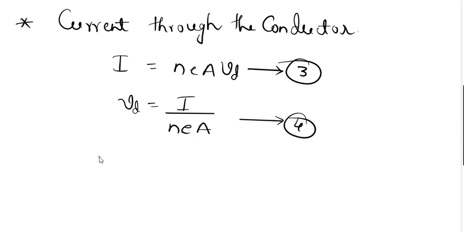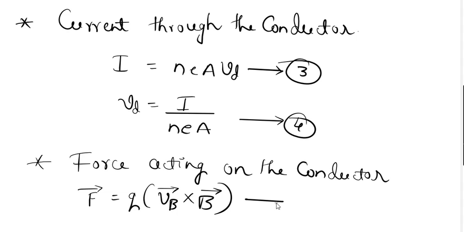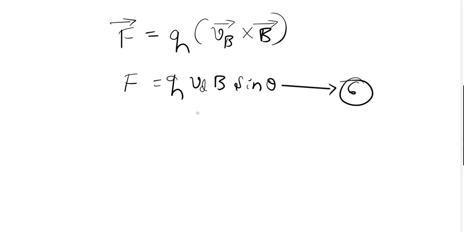Now what is the Lorentz force acting on the conductor? Whatever the mechanical force acting on the conductor, that is F bar is equal to Q into V bar cross B bar under the magnetic field. This is equation number 5. In magnitude, it can be written as F is equal to Q VD B sine theta. This is equation number 6.